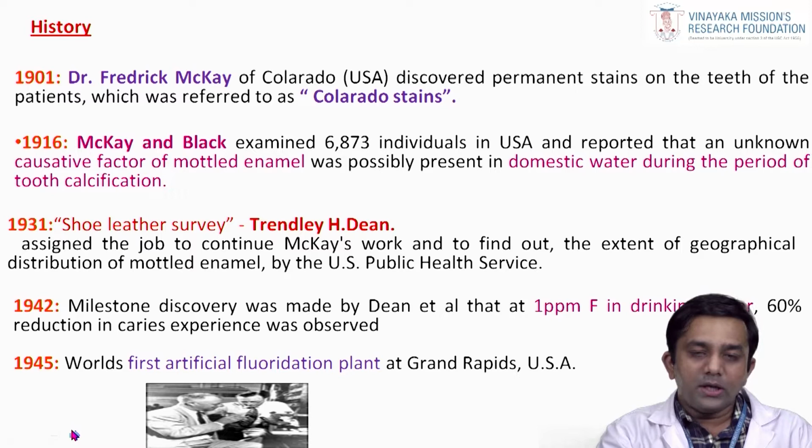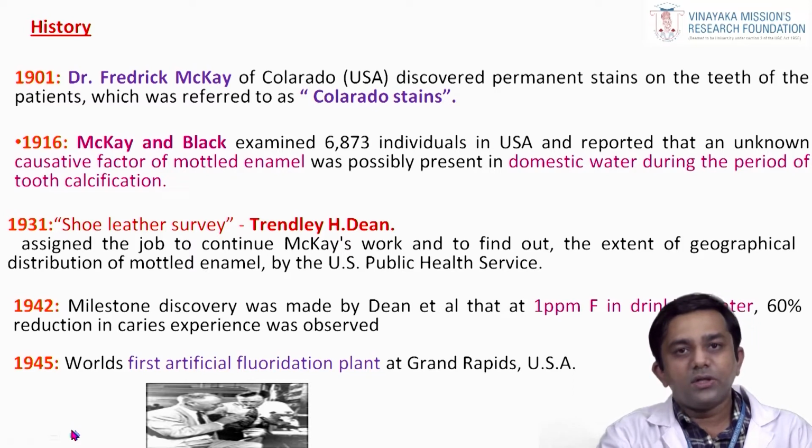So, in 1931, the milestone study conducted by Trendley H. Dean is known as the shoe leather survey. In this survey, Dean was given the task mainly to find out the extent of mottling of enamel, or enamel fluorosis, present in a geographical area, and the main causative factors for its occurrence. Later, Dean confirmed that the existence of fluoride in the water supply was the main causative factor for the discoloration or mottling of enamel present in the teeth.